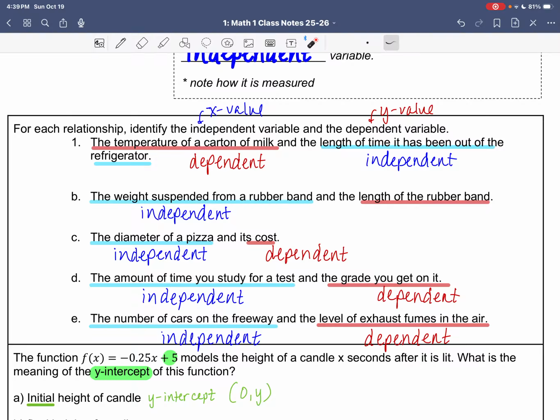Now, the weight suspended from a rubber band and the length of the rubber band. Well, the heavier it is, the longer it's going to be. So the length depends on the weight. So this is independent, and this is dependent.